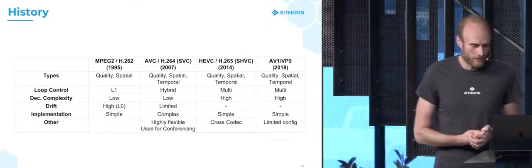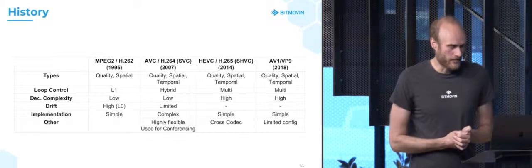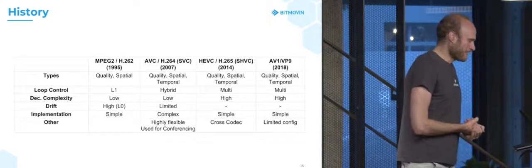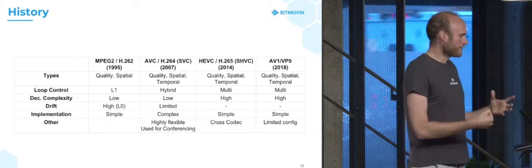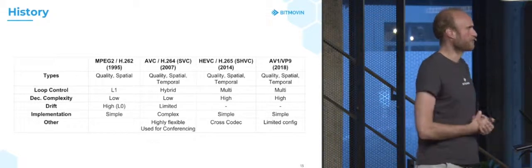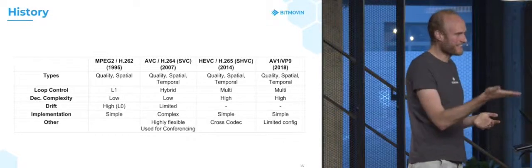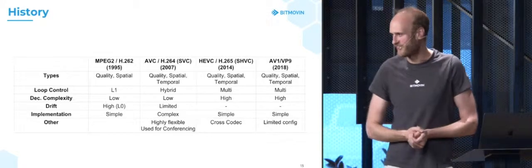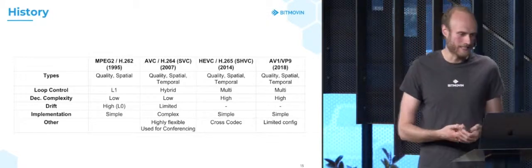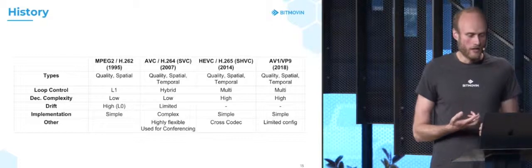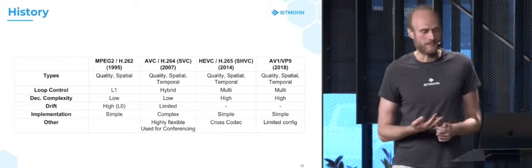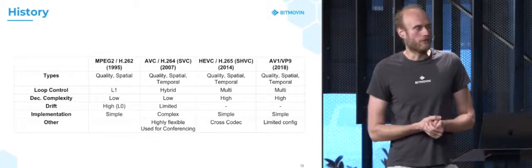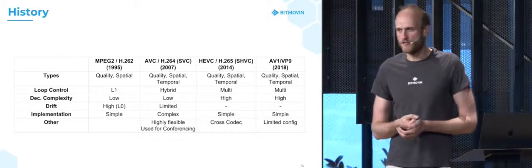MPEG-2 does not support temporal scalability, just quality and spatial scalability, just in some specific configurations. And MPEG-2 actually uses layer 1 loop control. And as we saw, that's a bad idea for the reconstruction quality of the lower layer. This is basically what you can see in MPEG-2. The decoder complexity is quite low, but the drift is really high, and you can simply implement it, but in the end, you don't really want to decode the lower layer by itself, because that will not look good.